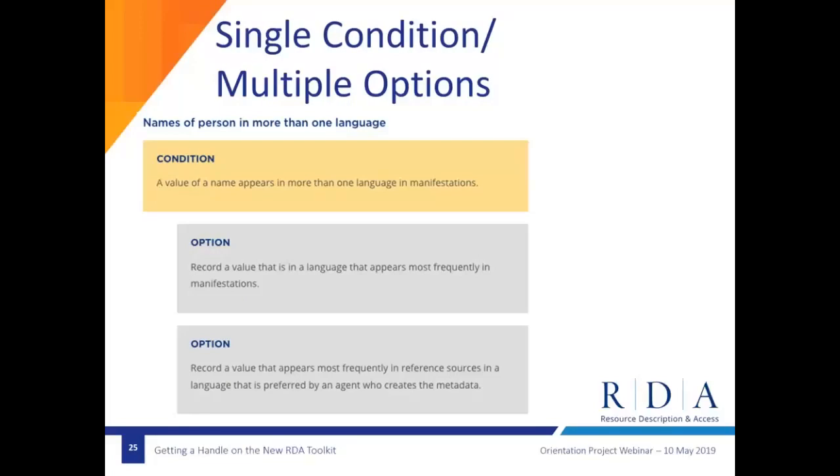And this is where policy statements or application profiles come into play. You might use cataloger judgment. You might have an application profile or policy statement to help you figure out what to do.